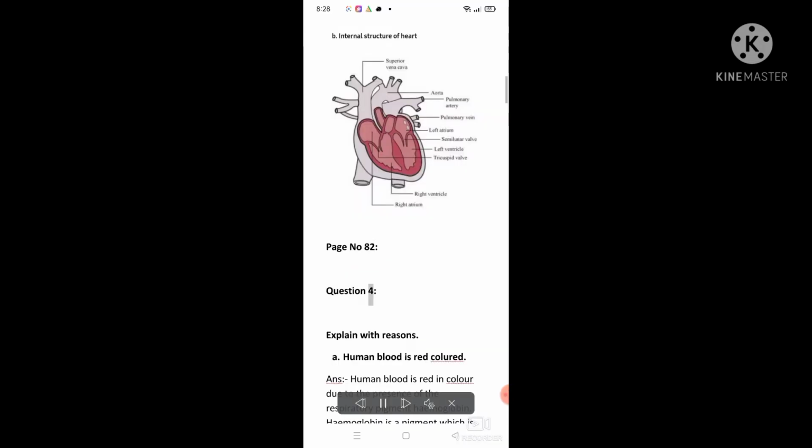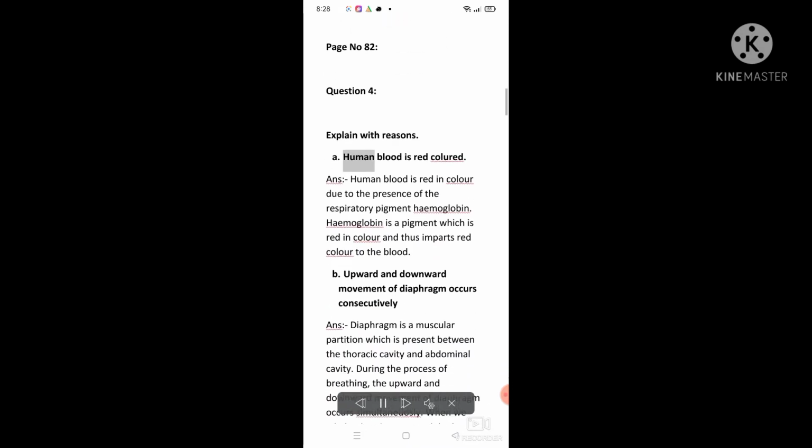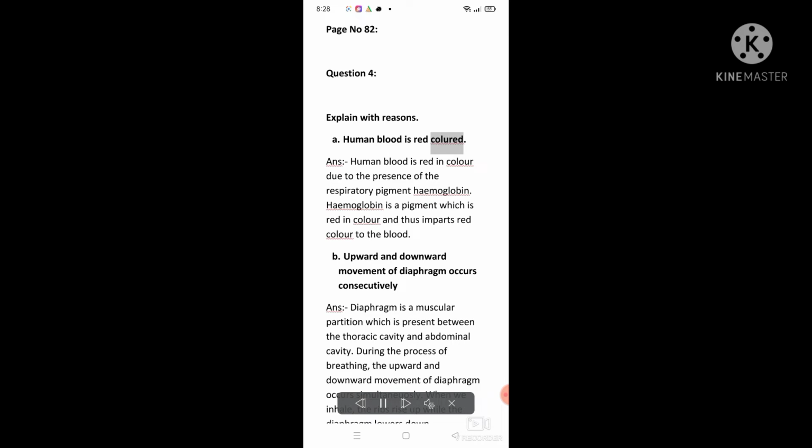Question 4. Explain with reasons. Human blood is red-colored. Ans. Human blood is red in color due to the presence of the respiratory pigment hemoglobin. Hemoglobin is a pigment which is red in color and thus imparts red color to the blood.